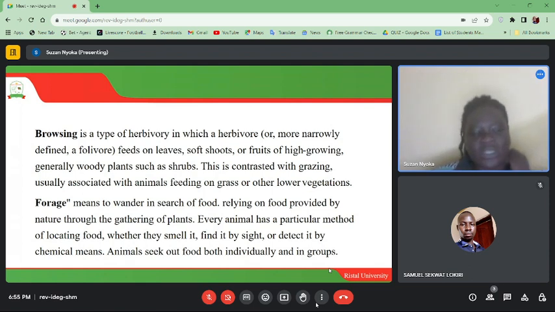And then forage. Forage means to wander in search of food, relying on food provided by nature through the gathering of plants. Every animal has a particular method of collecting food, whether they smell it, find it by sight, or detect it by chemical means. Animals seek out food both individually and in groups.